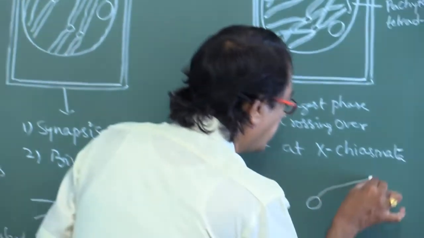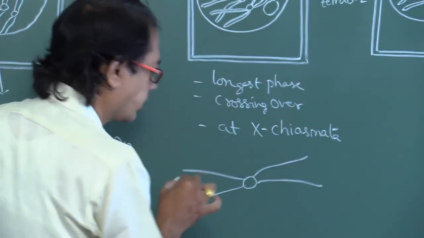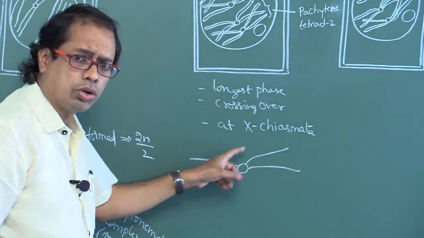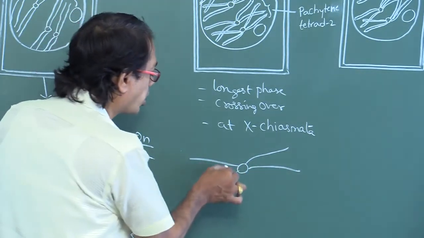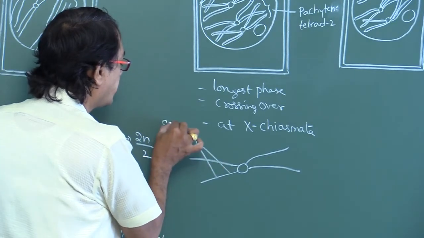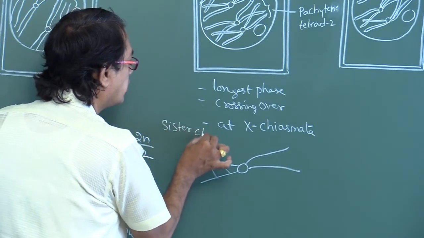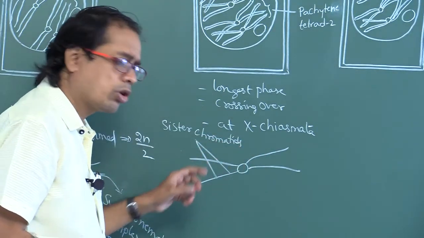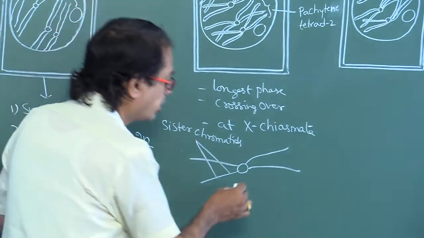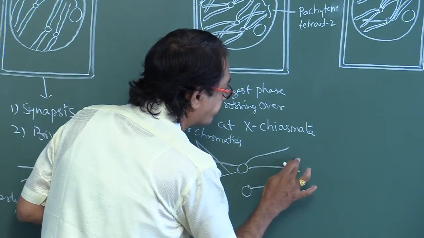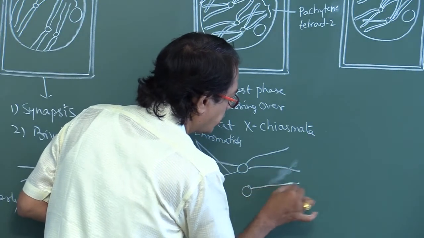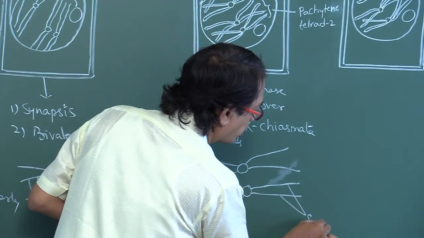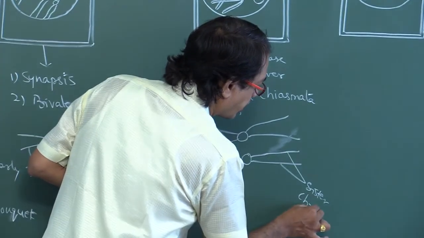Let us see here. This is the chromosome. This is one chromatid, and this is another chromatid. The two chromatids of the same chromosome are called sister chromatids. Now look here, this is also another chromosome. The two chromatids of the same chromosome are called sister chromatids.